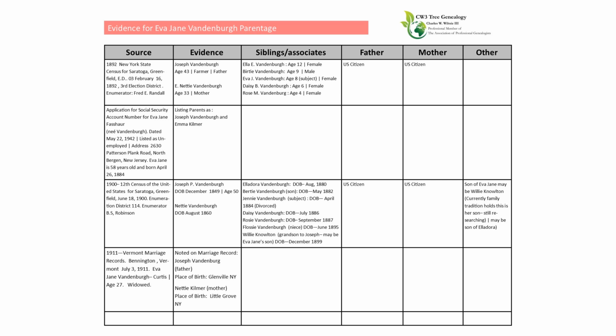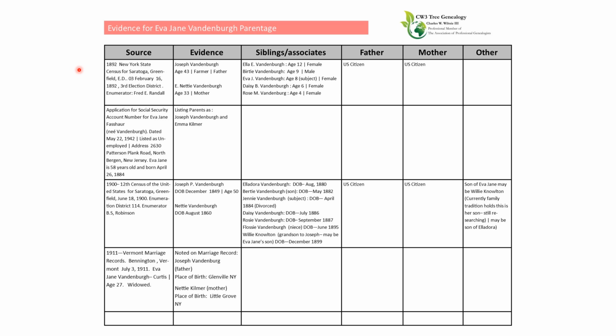So here is what that form looks like filled out. In this case, the subject is the evidence for Eva Jane Vandenberg parentage. This is an actual person. So the source, evidence, siblings and associates, father, mother, and any other information. This is going to tell you whether the information on this woman is accurate.